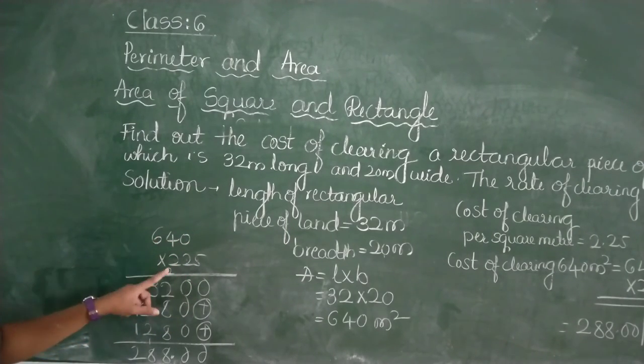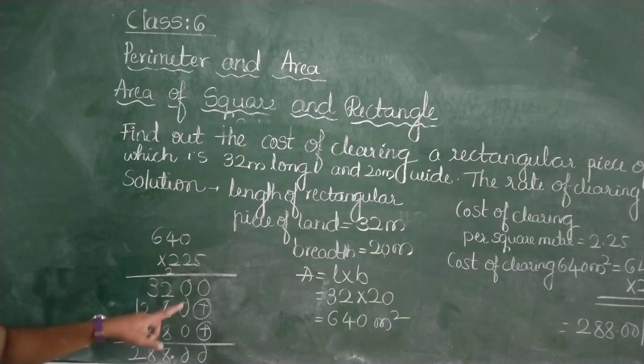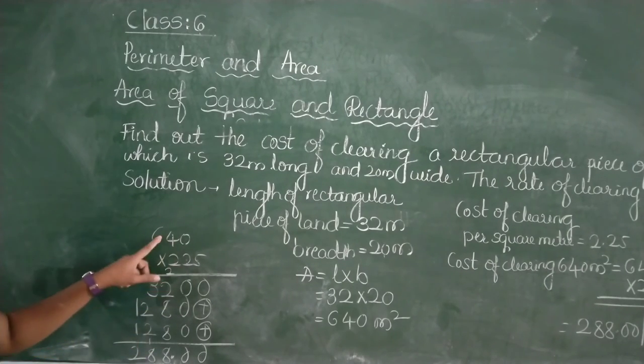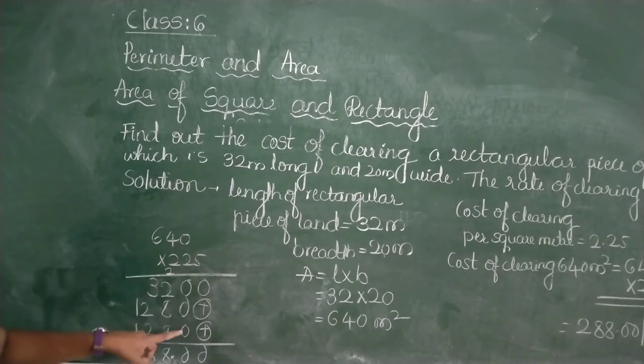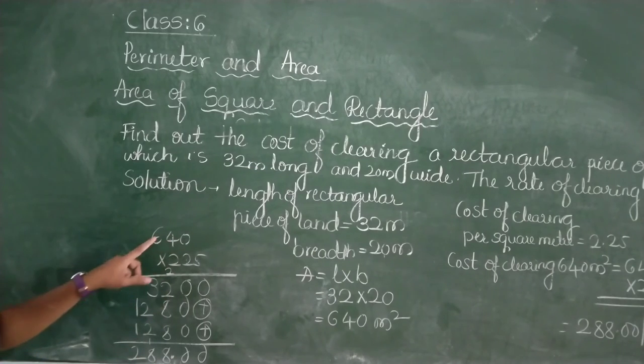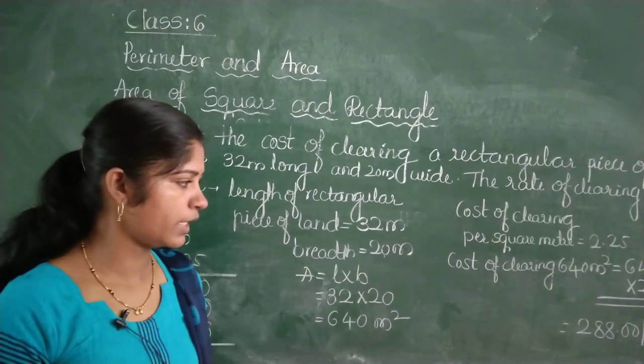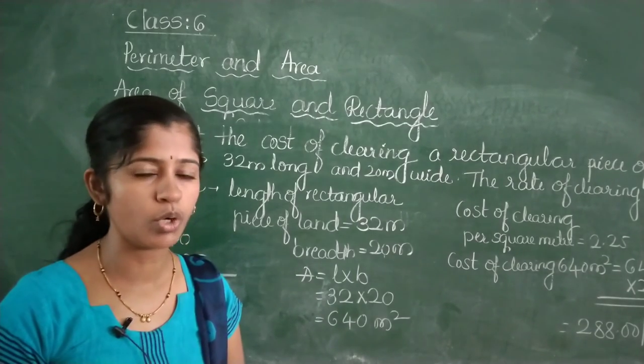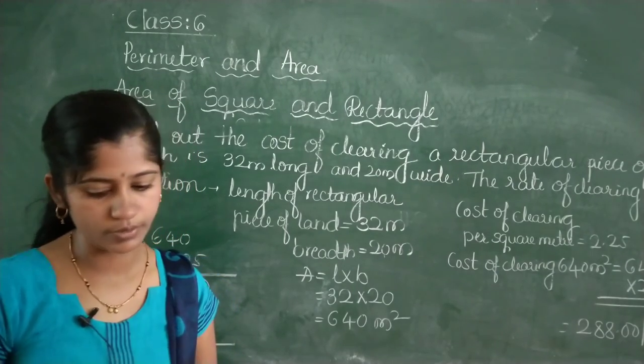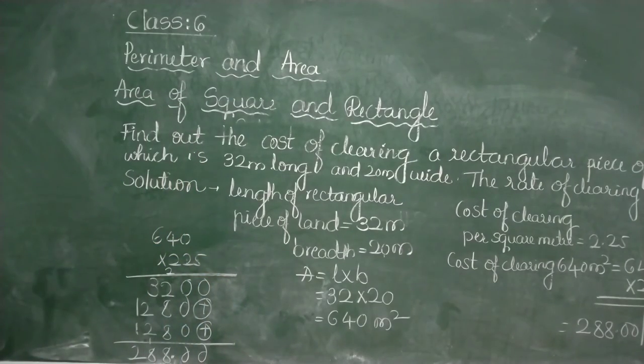See here, 5 into 0 is 0, 5 fours are 20, 5 sixes are 30, 30 plus 2 is 32. 2 into 0 is 0, 2 fours are 8, 2 sixes are 12. Add this: 0, 0, 8 plus 8 is 16 plus 2 is 18, 2 plus 2 is 4, 4 plus 1 is 5, 6, 7, 8, 2. So the amount to clear the field is 288 rupees.